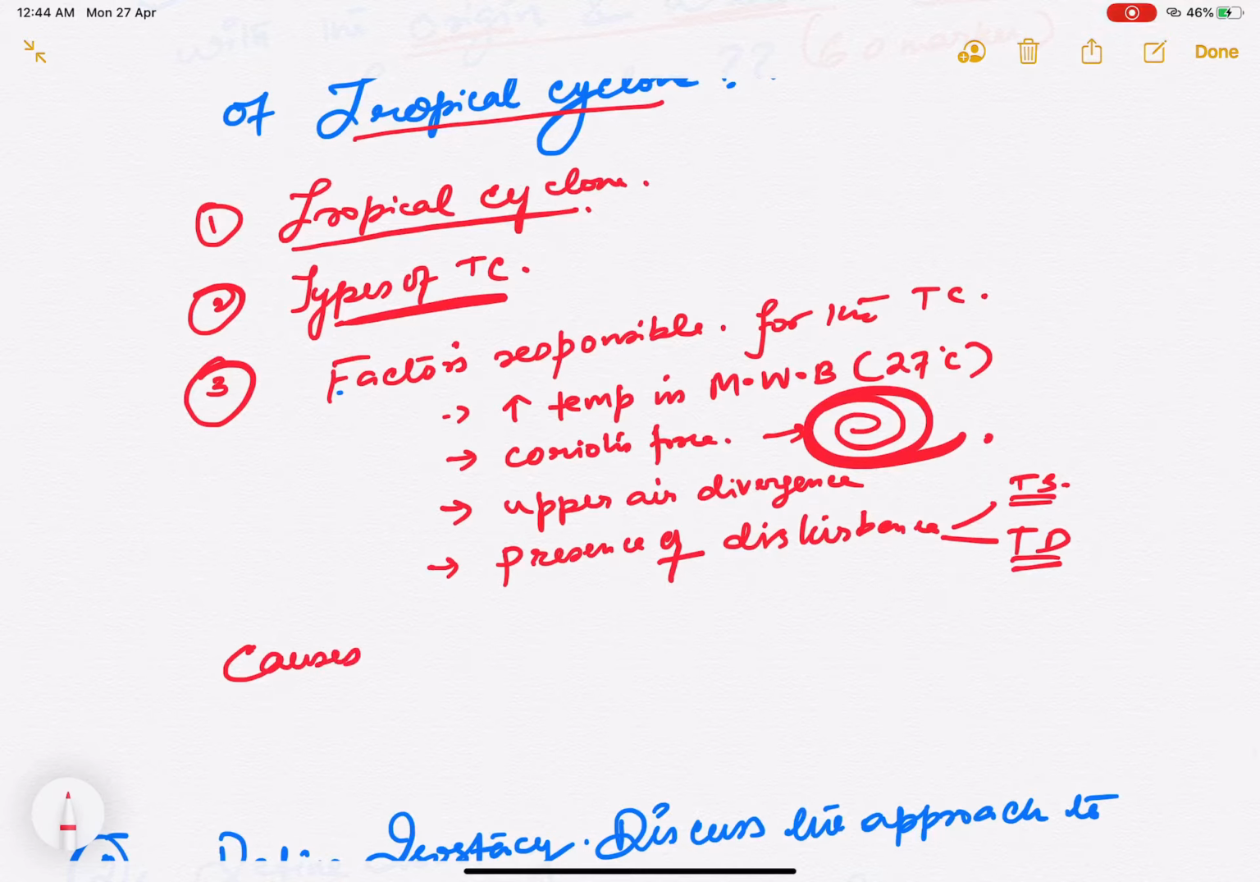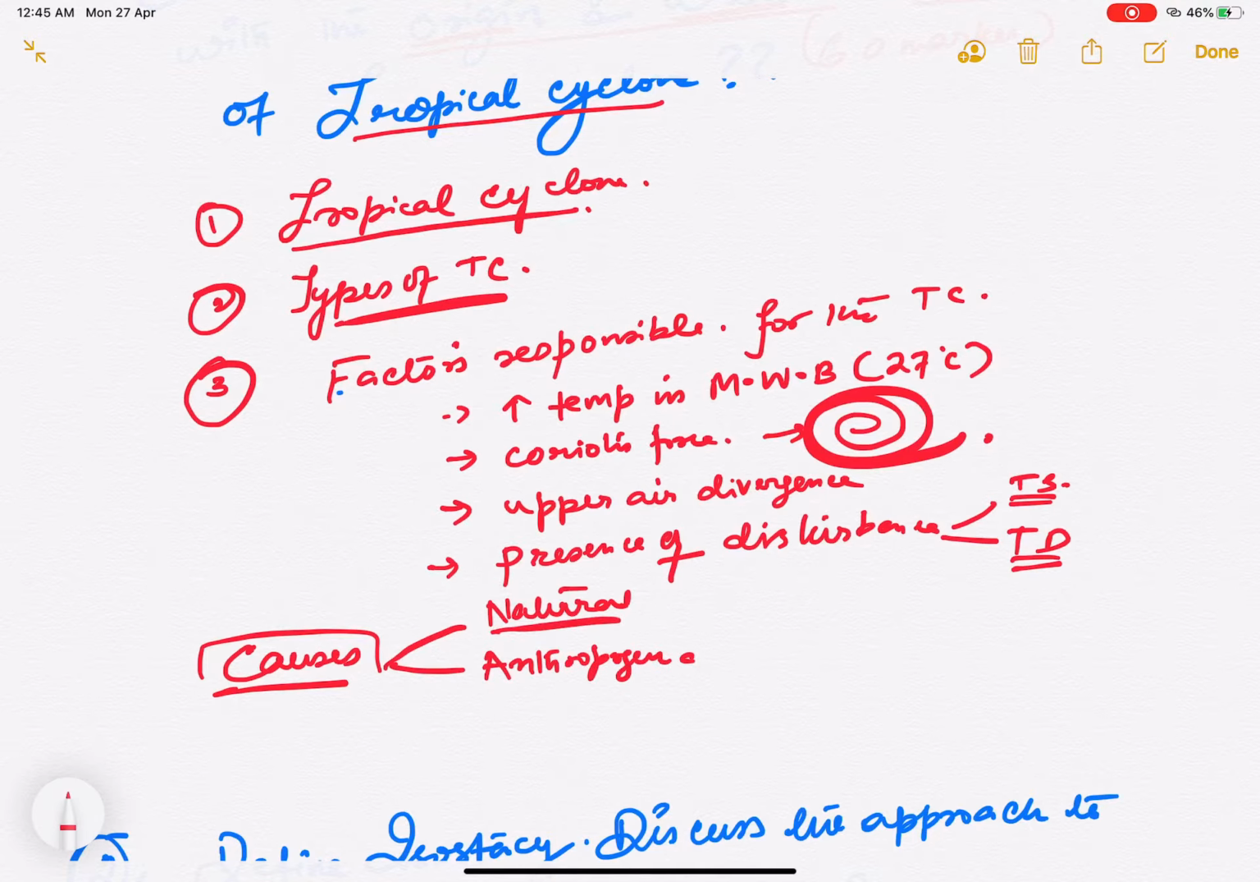When I say the causes, please divide the causes into two. One is natural, another is anthropogenic. Natural cause, basically, how would I define it? The basic definition is that water takes more time to get heated, and also it takes more time to exhaust its heat. As a result, it is the temperature difference between the land and water that results in the formation of the tropical cyclone. This basically happens because of the movement of the sun between the Tropic of Cancer and the Tropic of Capricorn. Simple explanation of the natural cause.